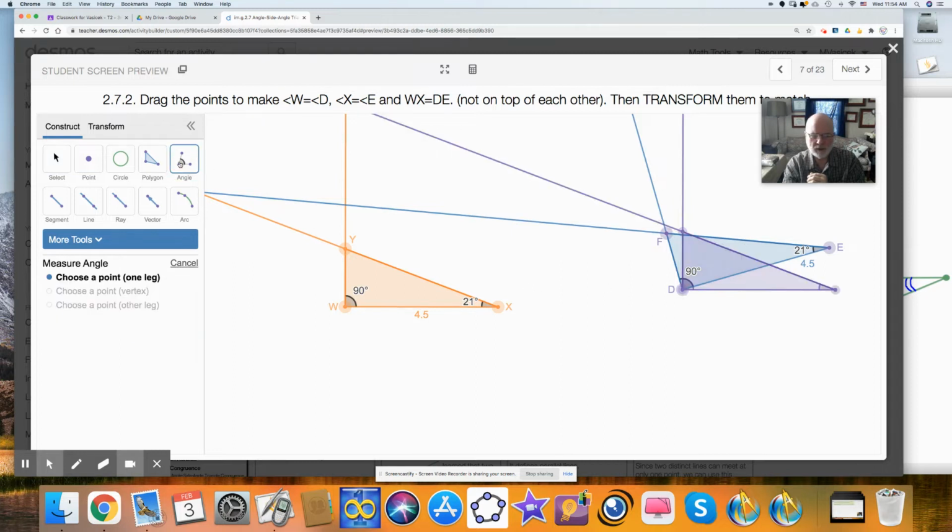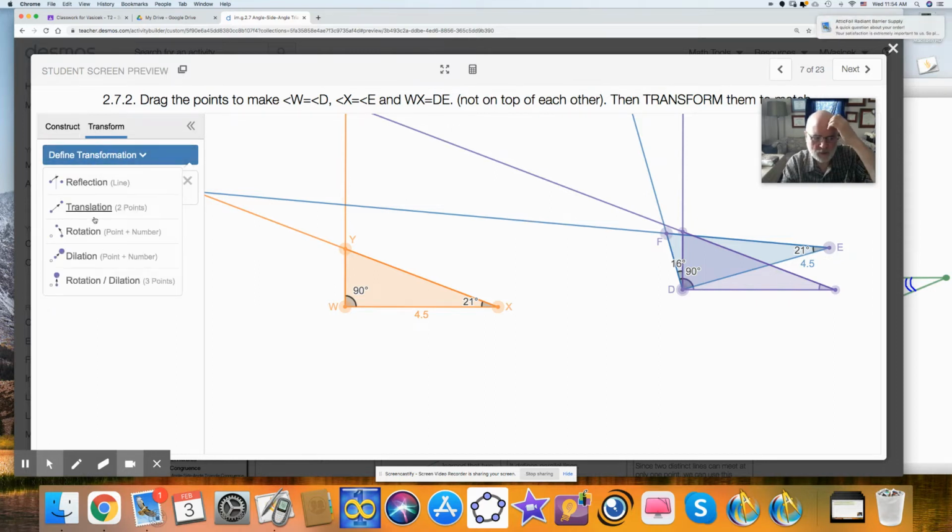I need to know an angle, though. I need to know this angle. I'm going to call this Y prime DF. That's going to be 16 degrees. So I will define my transformation as a rotation.